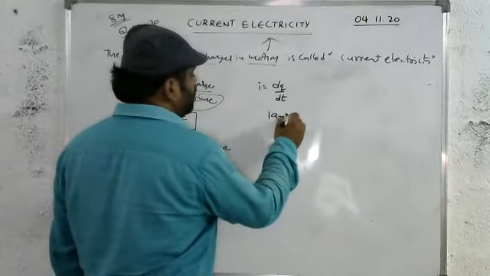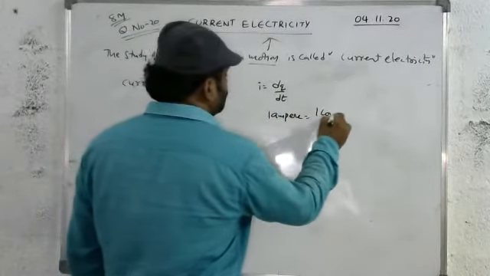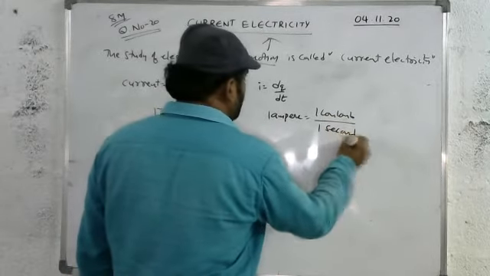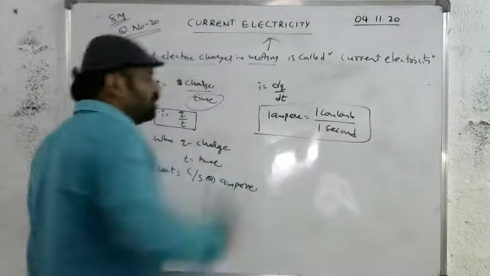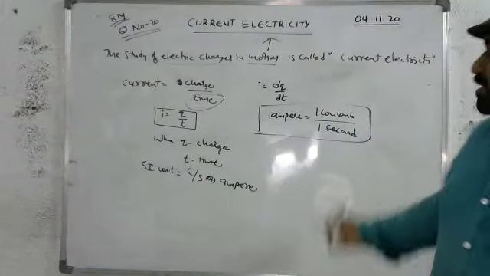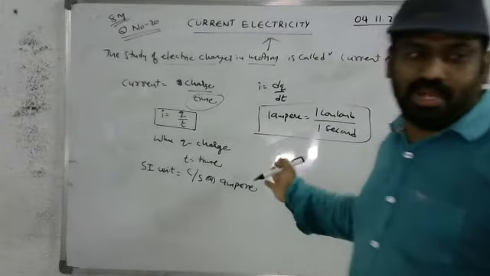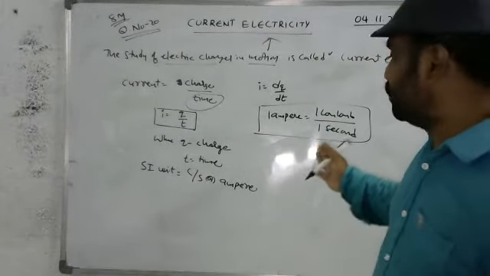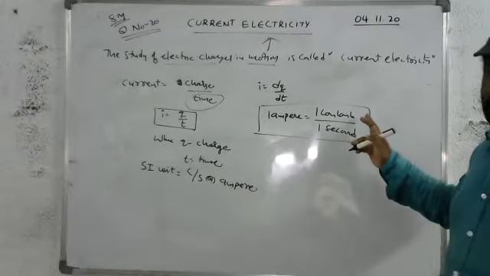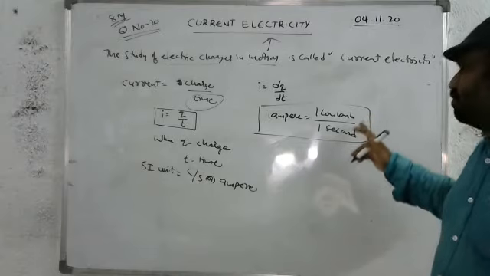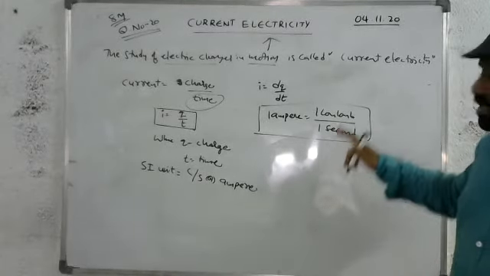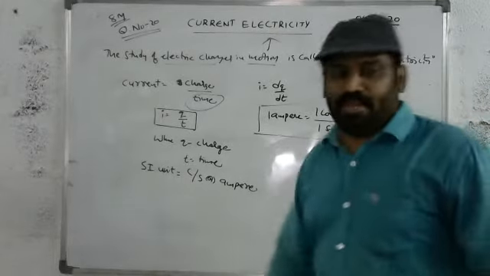Next, we will define what is ampere now. 1 ampere is equal to 1 coulomb by 1 second. So, how can we define ampere? The current passing through the conductor is said to be 1 ampere if 1 coulomb of charge passes through the cross section of a conductor per 1 second, then the amount of current is said to be 1 ampere.